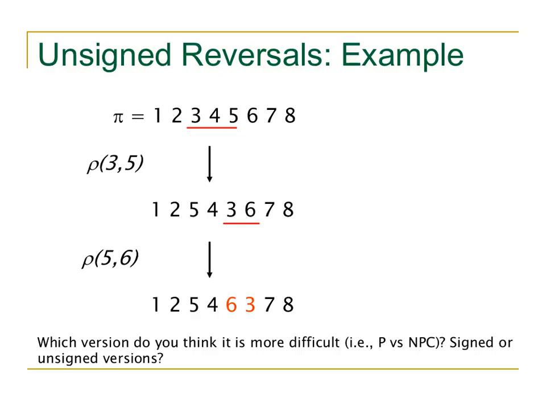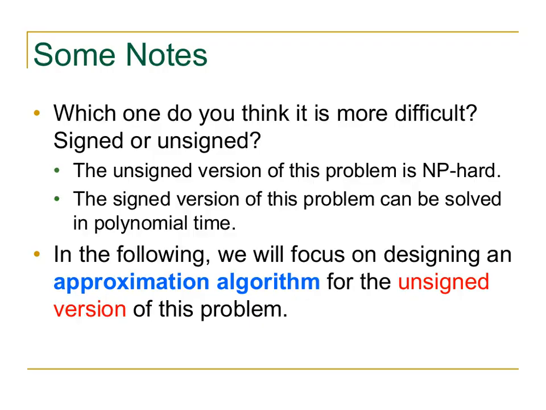So there it is. Which version do you think is harder to solve in general, this unsigned case or the signed reversal problem? And which one falls into P versus NP-complete? Now that we've posed the question, let's answer it. Which version really gives us grief, signed or unsigned? It turns out the unsigned reversal problem is NP-hard, while the signed case admits a polynomial time solution.